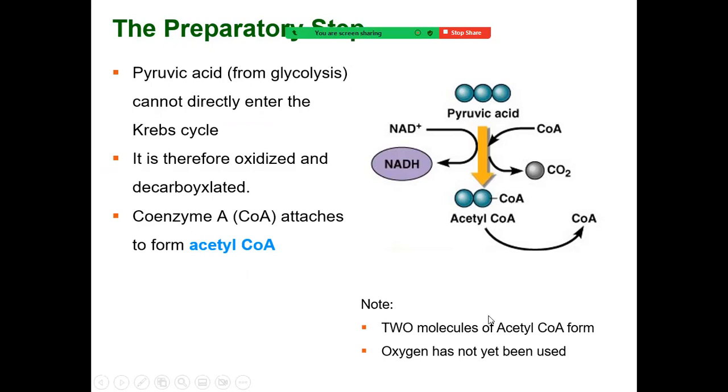So the pyruvic acid cannot enter the Krebs cycle directly. What the pyruvic acid does in one step is change into acetyl coenzyme A. We call this step the preparatory step, preparing the pyruvic acid for entry into the Krebs cycle. Pyruvic acid is a 3-carbon molecule. Acetyl coenzyme A is a 2-carbon molecule. So 1 carbon comes off and is burnt as CO2. This is the first CO2 that comes off of glucose. We do generate 1 NADH in the preparatory step. And we'll talk more about the NADH.